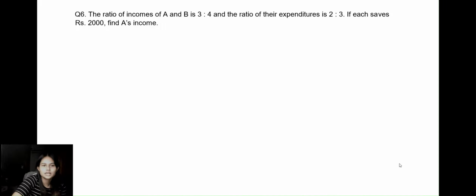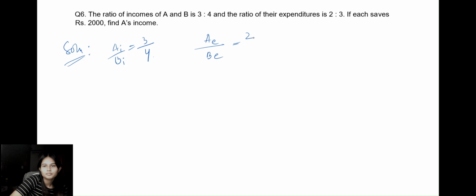Okay, moving on to the next question. Ratio of income of A and B is 3 colon 4. And the ratio of their expenses is 2 colon 3. So this is for income. Then for expenses, 2 colon 3. If each saves 2000 rupees, find A's income. Now what is given? If each saves 2000 rupees, find A's income.